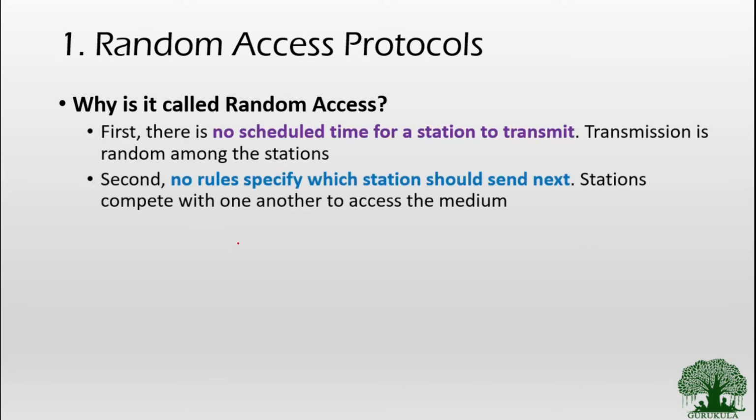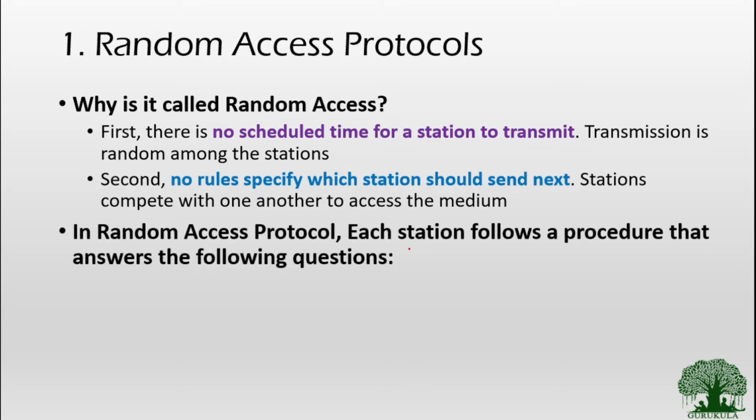It is because of two reasons. The first one is it is not a scheduled time for any station to transmit, which means that whenever a station wants to transmit, it is going to transmit. That is the very first thing which makes it random access. And the second reason is there are no rules specifying which station should transmit next. So there is no specific rule that once a particular station has completed its data transmission, who has to start the data transmission next. So these two reasons make it a completely random access protocol.